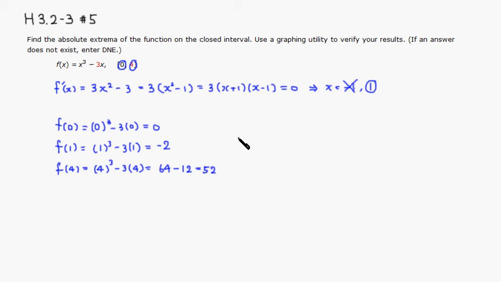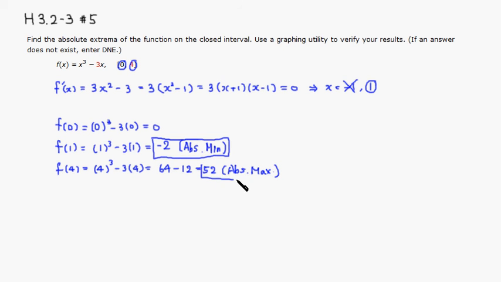So obviously -2 is the absolute minimum, because it's the smallest value out of all those three. Then the absolute max would be 52. So this is the absolute maximum.